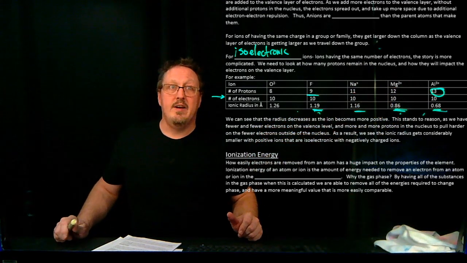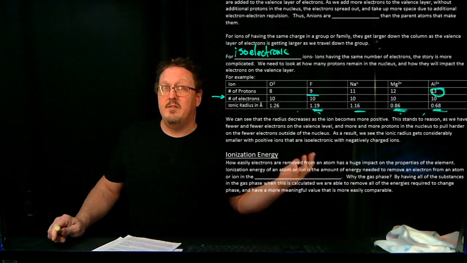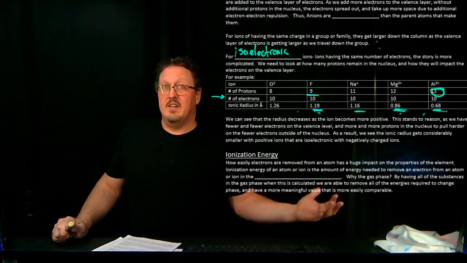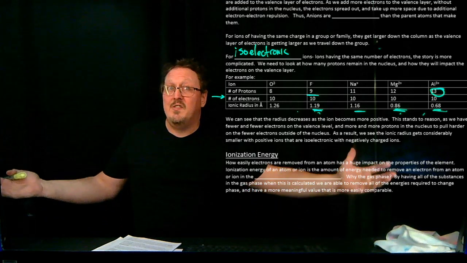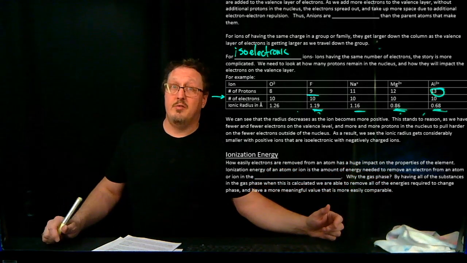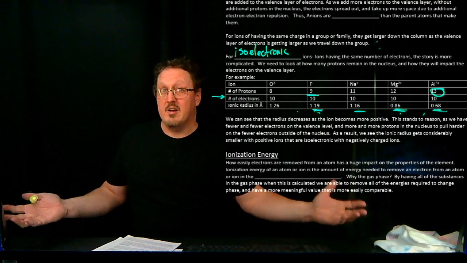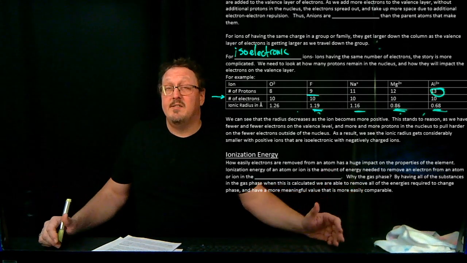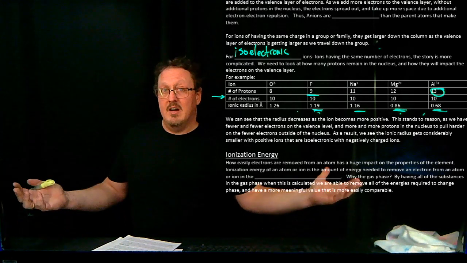So if we have fewer and fewer electrons on the valence level, and more and more protons in the nucleus to pull harder, we see that the ionic radius gets considerably smaller with positive ions that are isoelectronic with negatively charged ions. And so that's the size of electrons and ions and how we have to work that out.